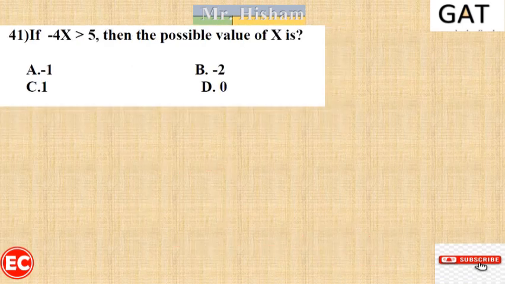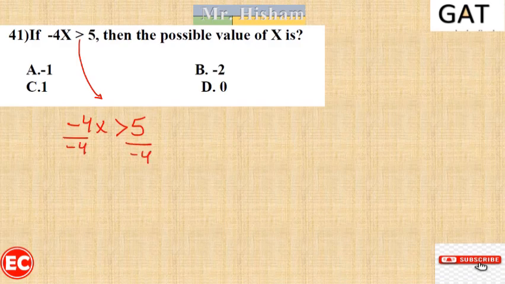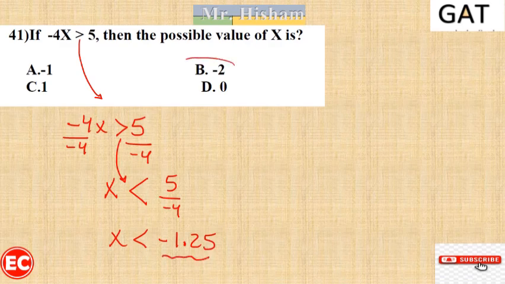Question number 41. The only time I can change the sign of the inequality is when you divide terms by a negative or multiply terms by a negative. So if I divide by negative 4 here and I divide by negative 4 there, I will flip the sign of the inequality. It's going to be x smaller than negative 5 over 4. And negative 5 over 4 is negative 1.25. The only number of the given numbers that is smaller than negative 1.25 is negative 2.